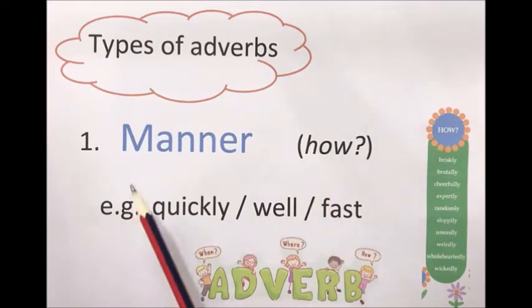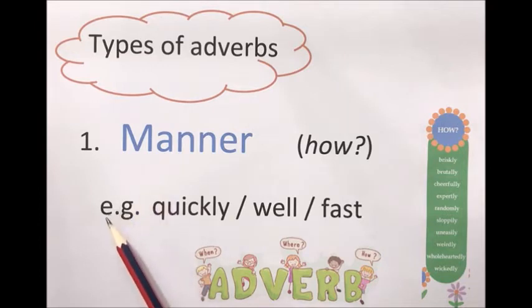Then you can leave a line open, write, for example, and then these 3 examples: quickly, well, and fast. These are definitely not the only examples, as you can see here in the right-hand corner. These are just for the video. You do not have to write these words down. It just gives you more options: briskly, brutally, cheerfully, expertly, randomly, and so forth.